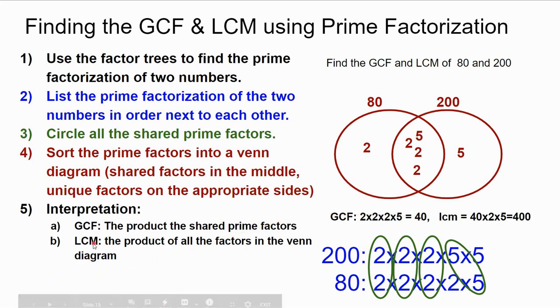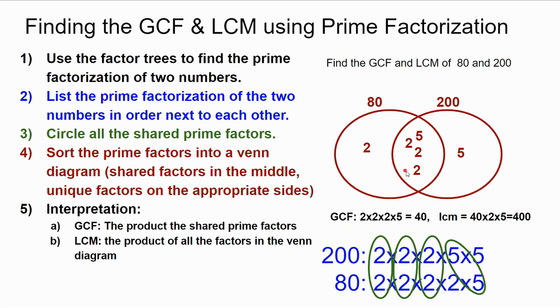And then the least common multiple is the product of all the factors in the Venn diagram. All right, so I already know the middle part is 40. Now I just have to multiply that by the 2 and the 5 on the outside, and that gives me 400. And you can double check. 40 times 2 gives you 80, and 40 times 5 gives you 200. So 40 is a factor of each number. And for 400, I just multiply the 80 by the 5, and I get 400. And the 200 times the 2, and I get 400 as well.